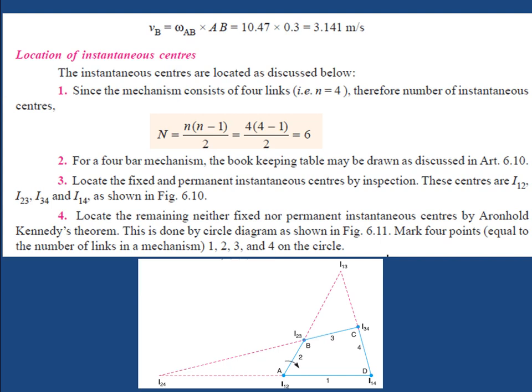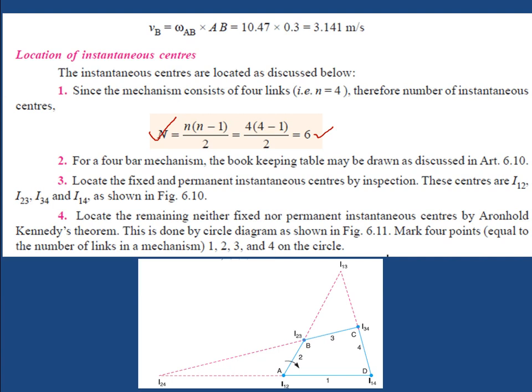So first step is calculation of number of instantaneous centers. So the same method will be adopted. So N is equal to 6, when you know that small n is equal to 4, the number of links. So now calculate the number of instantaneous centers. So total 6 instantaneous centers are there. So already I have told you the bookkeeping method. So the table what you have drawn, that will give a combination of all the 6 centers, that is I12, I14, I34, I23, I13 and I24.